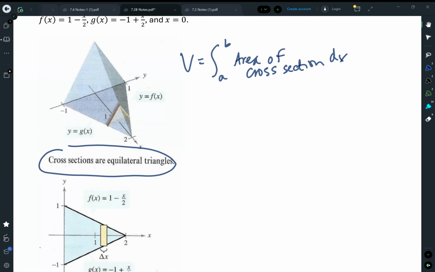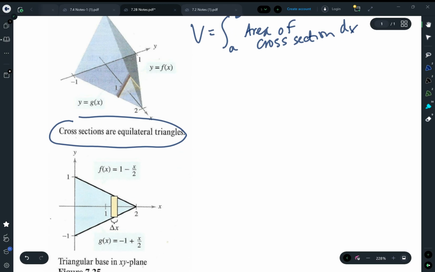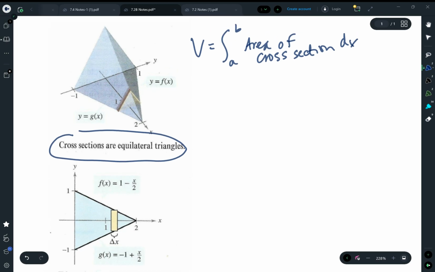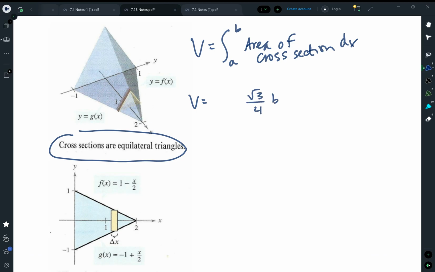So if the area of a cross section is an equilateral triangle, oh, I've got to get my pen back here. That means I can write root 3 over 4 times base squared dx. I'm going to be integrating along my x-axis from 0 to 2. But I've really got to figure out what the base is. So what is the base here?